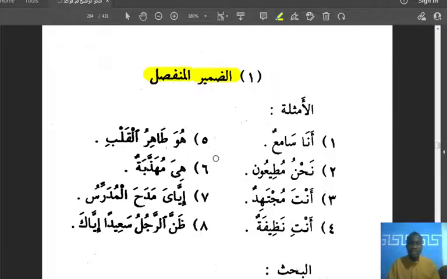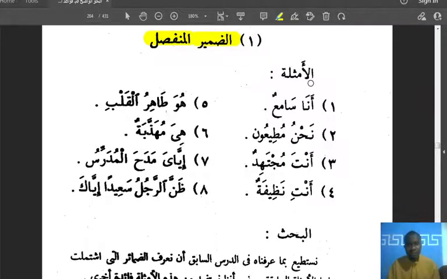Okay, as we will see within the amthila. Ana sami'un. Ana, take note of our pronouns. Ana sami'un. I am listening, or I am a listener. Using the ism fa'il here, sami'un is on the meter fa'il. We can translate it to mean I am listening, as we can translate it to mean ana asma'u. We can also translate it to mean I am a listener.